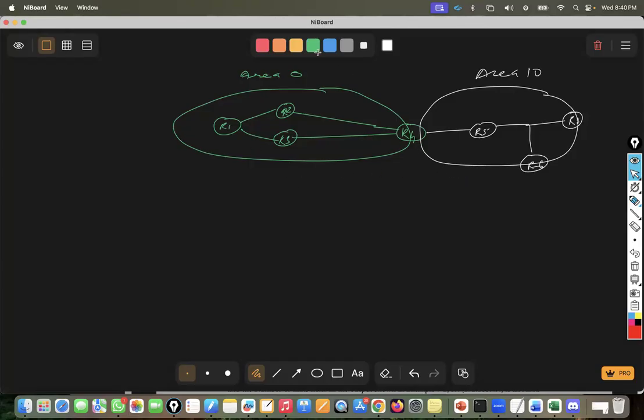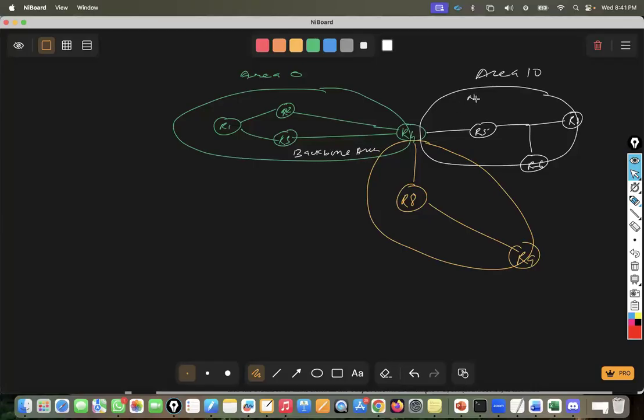Let's suppose there is one more area. Here we have R8 and R9 connected. I'm going to make this my backbone area. This area is my normal area. This is also area 20, but this is my special area, the stub area.